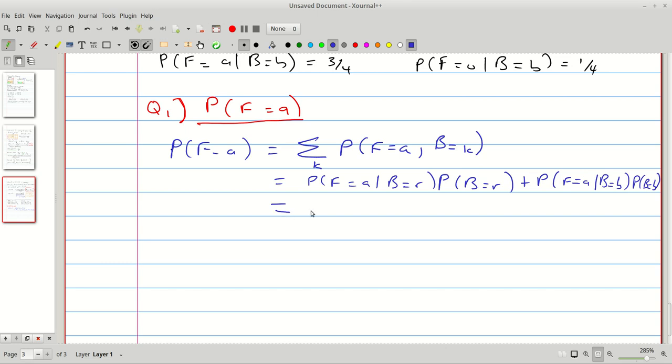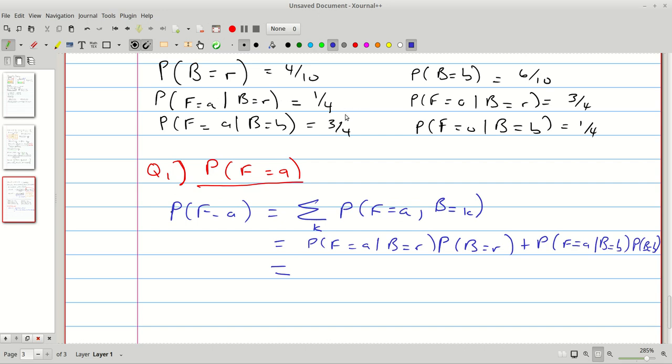So what should this give us? The probability that the fruit is an apple given that the box is red is 1 over 4, times the probability that the box is red, which is 4 over 10, plus the probability that the fruit is an apple given that the box is blue, which is 3 over 4, times the probability that the box is blue, which is 6 over 10. Essentially this is what we have, and this will give us 11 over 20.